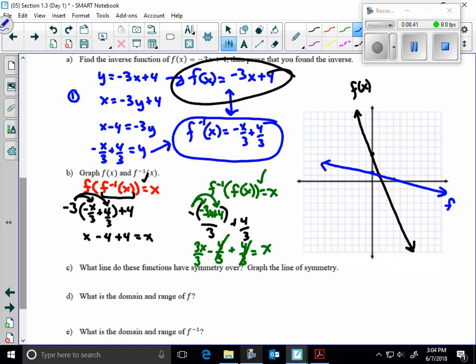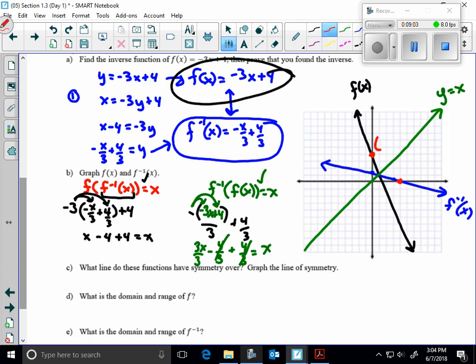And there's our inverse. Okay, what line do these functions have symmetry over? Graph that line of symmetry. Well, they have symmetry over this line y equals x. Right? If I reflected any point, this point, it would match up with that point.